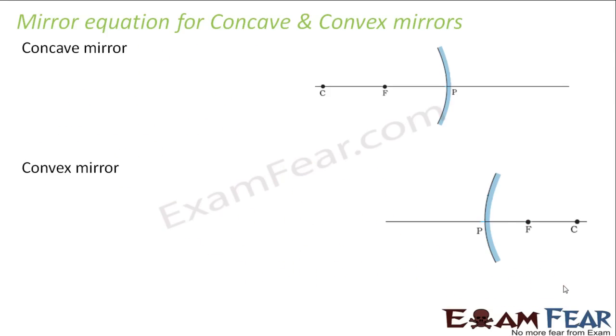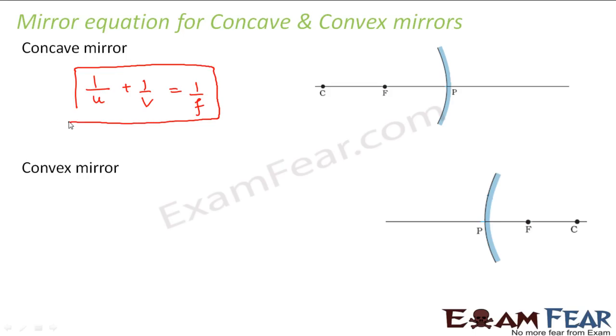Now let us have a comparison of the mirror equation for concave mirror and convex mirror. However, the mirror equation which I mentioned just now is a generalized mirror equation which will hold true for both concave and convex mirror, provided you consider the sign convention while putting values for u, v and f, right? But now I'll show you, if for concave mirror you wrote 1 by v plus 1 by u is equal to 1 by f, considering sign convention, what will be the mirror equation for a convex mirror?